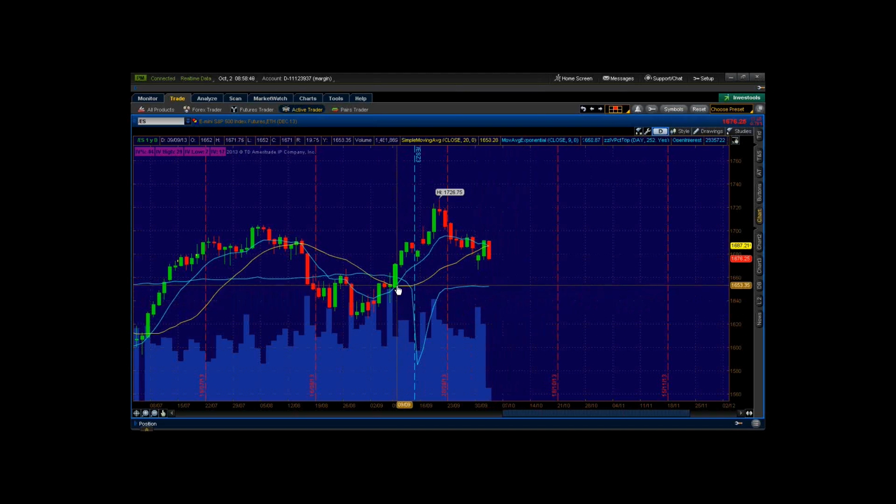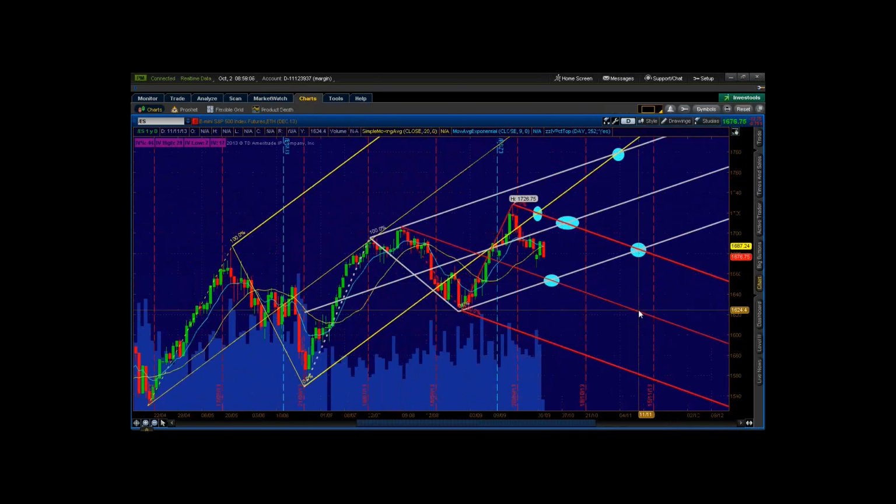There is a naked cross down here at 1653.35. We've got that measured move at 1653.35 or 1654, which is important because if you go over to the geometric chart, this is the long-term upward sloping fork we've been watching for months.